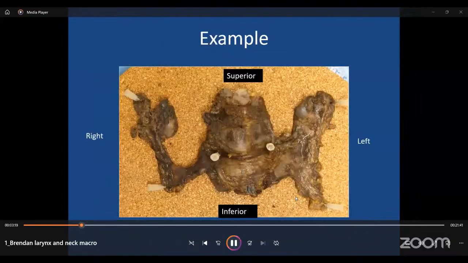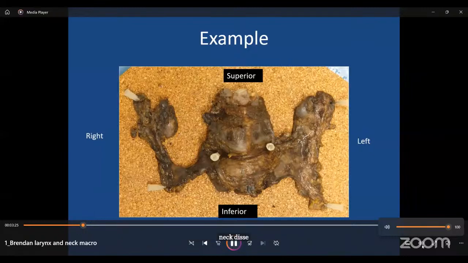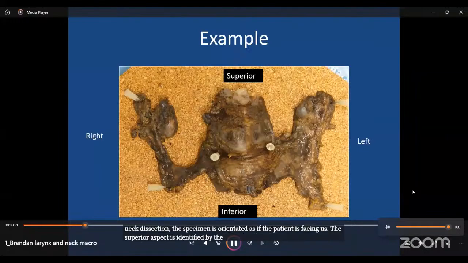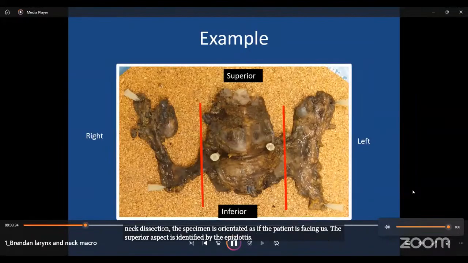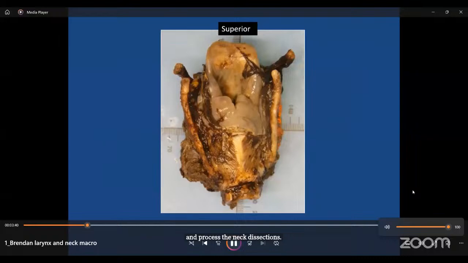Here's a specimen. It's a total laryngectomy received on corkboard with a right and left neck dissection. The specimen is orientated as if the patient is facing us. The superior aspect is identified by the epiglottis. The first step is to remove and process the neck dissections, and then we are left with a larynx.